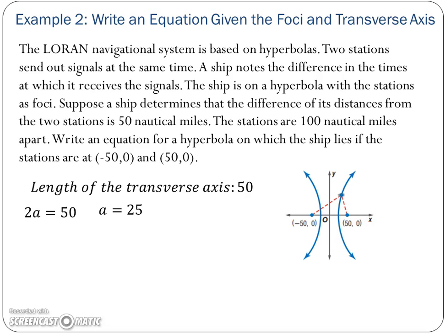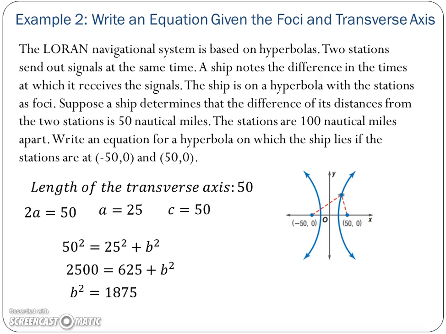Okay, then the foci are at 50, so c is 50. We're going to do c squared equals a squared plus b squared. So 50 squared equals 25 squared plus b squared. b squared equals 1,875. So b equals the square root of 1,875. Since the transverse axis is horizontal, the equation is in the form x squared over a squared. So it becomes x squared over 25 squared minus y squared over the square root of 1,875 squared equals 1. When we square that, we get x squared over 625 minus y squared over 1,875 equals 1.